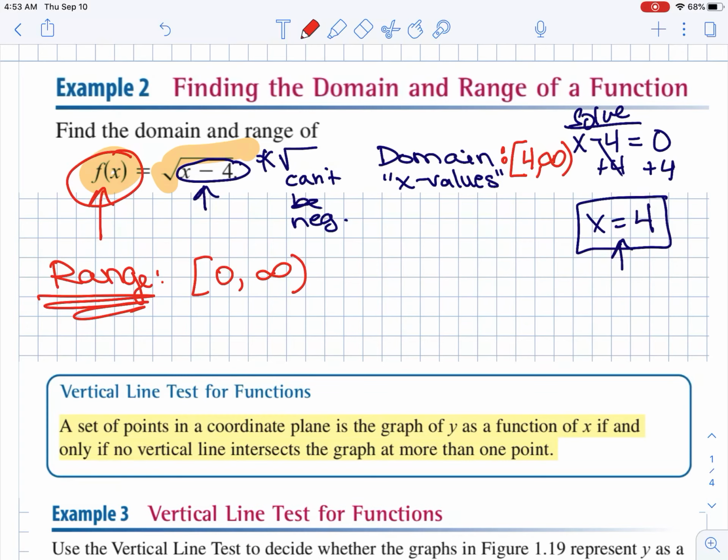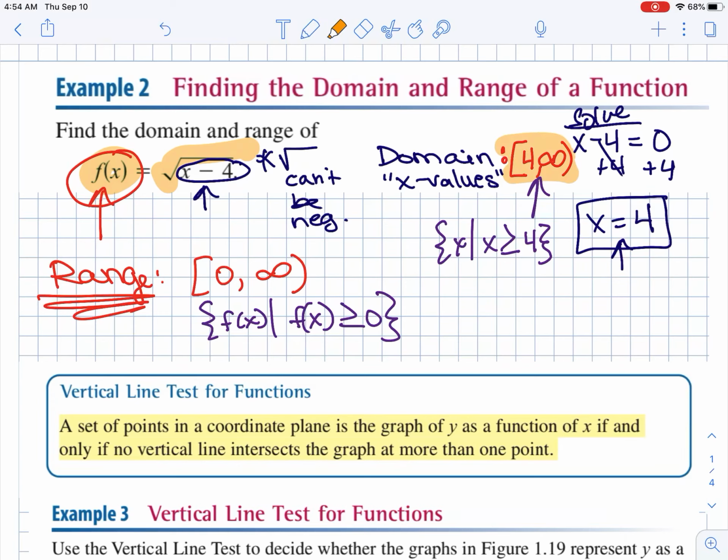The other way you could have written that without interval notation, which I think interval notation is easiest, but if you like it better, we can say that the range is the set of f of x such that f of x is greater than or equal to 0. We could have also said the non-interval notation for the domain could have been the set of x such that x is greater than or equal to 4. I think it's personally easier to do interval notation, and it saves time.